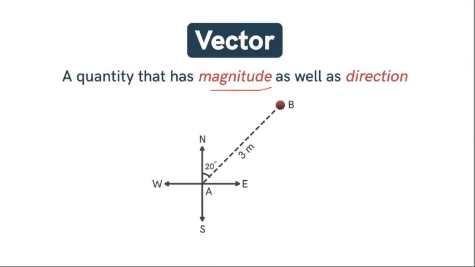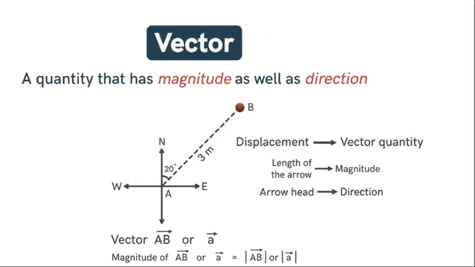Apart from having a magnitude, this length is also in a particular direction. If you see, it is in the northeast direction, that is, it is 20 degrees to the north. So such quantities which have a starting point and a final point, you have a magnitude as well as you have a direction. Such kind of physical quantities will be known as your vectors.